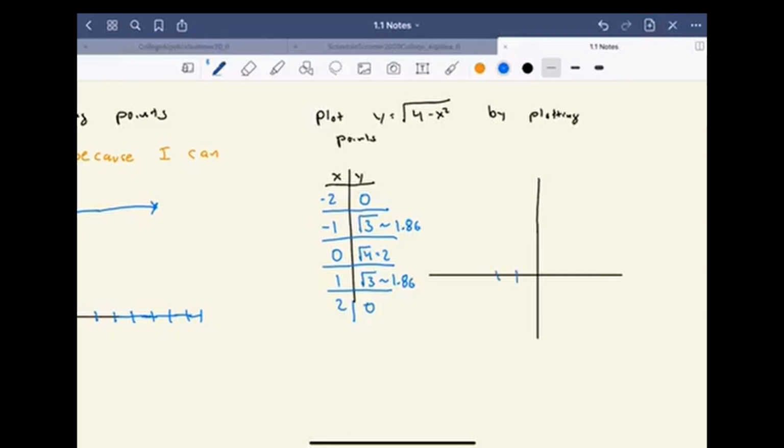So, negative 2, 0 is here. Negative 1, square root of 3, let's say, is approximately there. 0 comma 2 is here. 1 comma square root of 3 is about there. And 2 comma 0 is there.